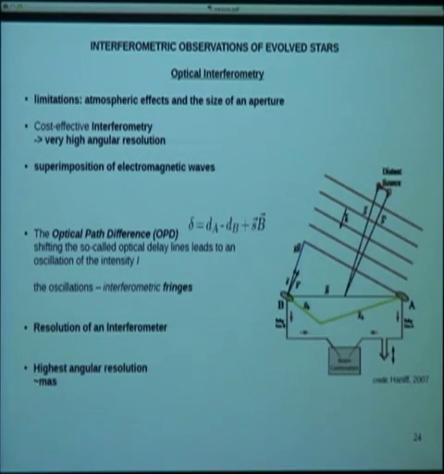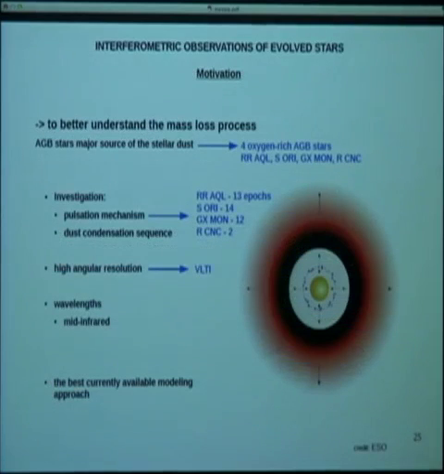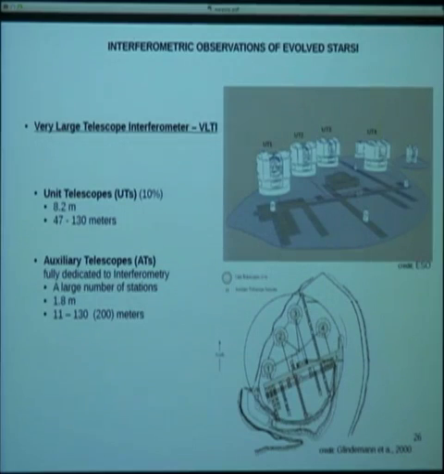So by this concept, by enlarging the distance between the telescopes, we can reach very high angular resolution, up to a few milliarcseconds. So we decided to use very high angular resolution. For that, we decided to use the Very Large Telescope Interferometer in Chile at Paranal Observatory.